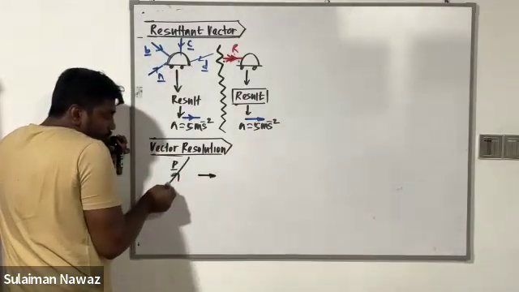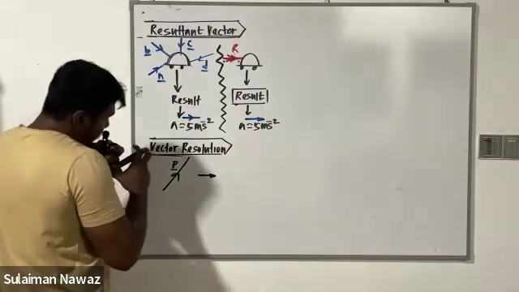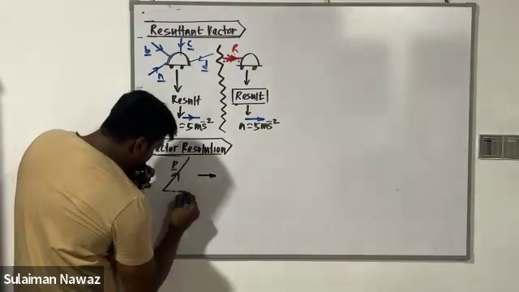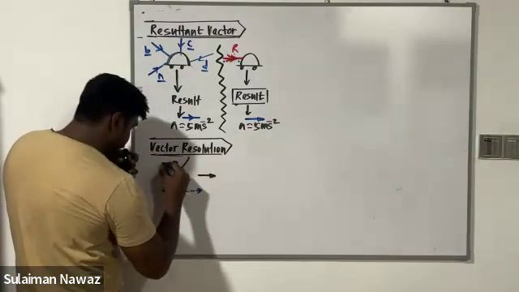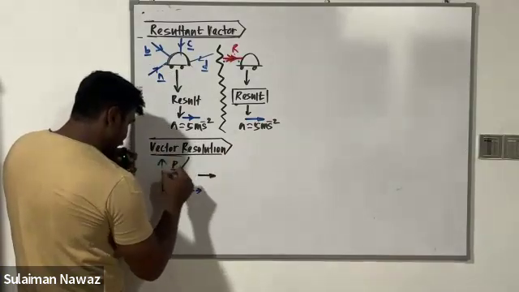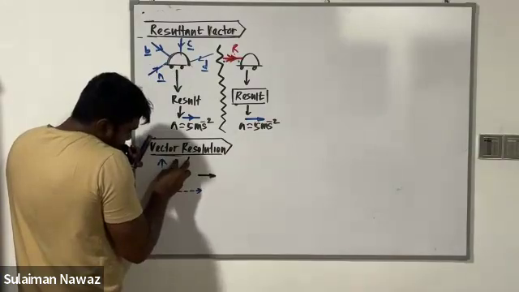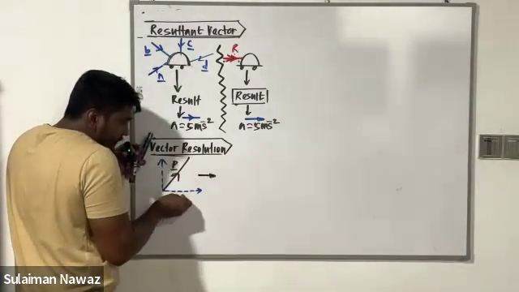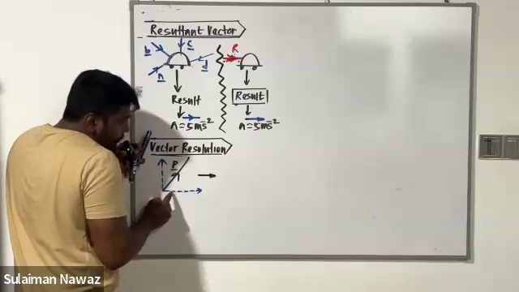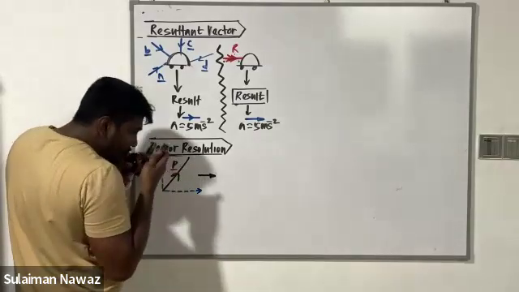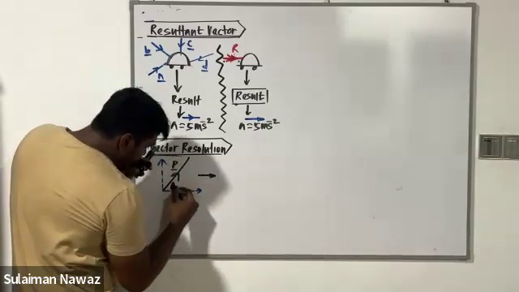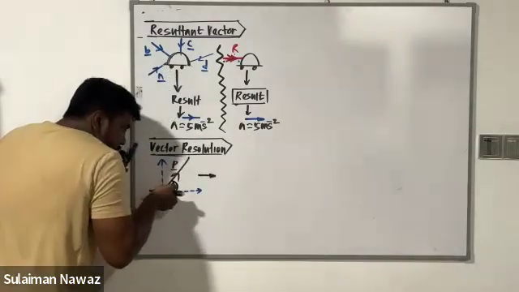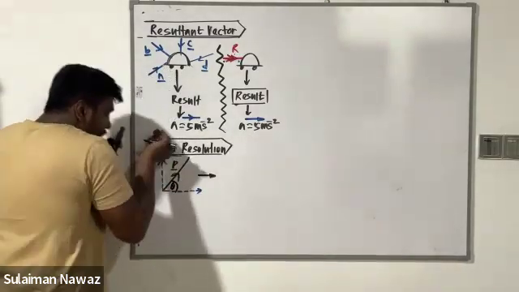This vector should be broken into 2 perpendicular directions, most of the time horizontal and vertical directions. We are breaking this vector into 2 vectors, and those 2 vectors are perpendicular to each other. So let's say this angle is theta. Now I am breaking this vector into a horizontal component and a vertical component.